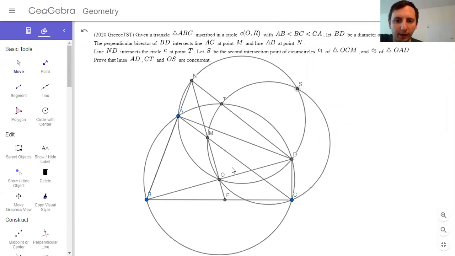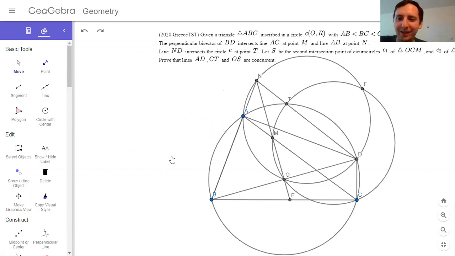And we want to show AD, OS, and CT are concurrent. Feels like the radical axis theorem, doesn't it? Is it just radical axis? Let's see. Is it literally just the radical axis theorem? Yeah, once we show NAOD is cyclic, it's the radical axis theorem. These problems are so silly. Oh my goodness. Wow.